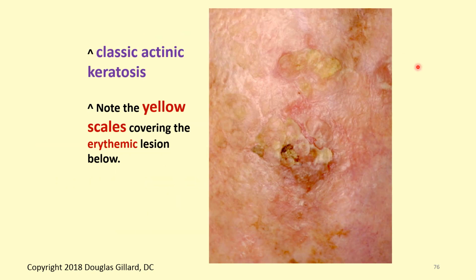Okay, let's look at some. Right, you've never seen anything like this. So there are the yellow flakes. That's what we talked about, flakes, or squames. And this is a pre-skin cancer. This is a pre-squamous cell carcinoma.